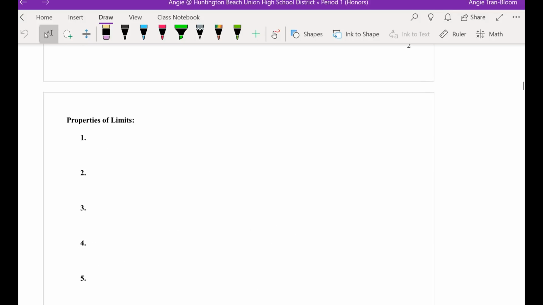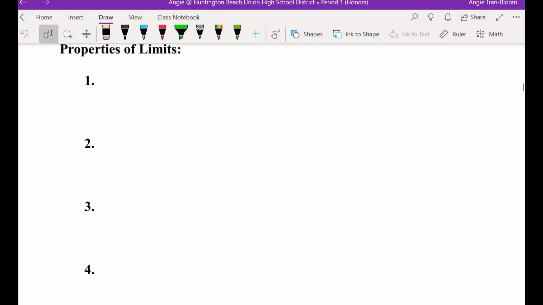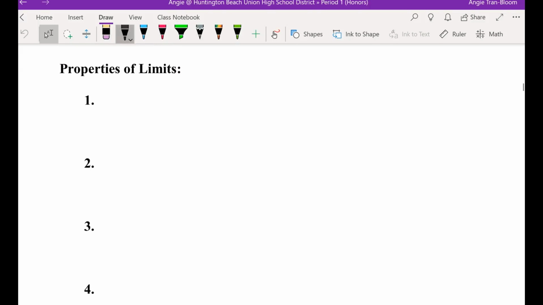Okay, all right guys, so in this video we are going to start with the properties of limits. So here are the 6 properties of limits. Now, to start with number 1, I'm going to give you: the limit of f of x as x approaches c equals L, okay?